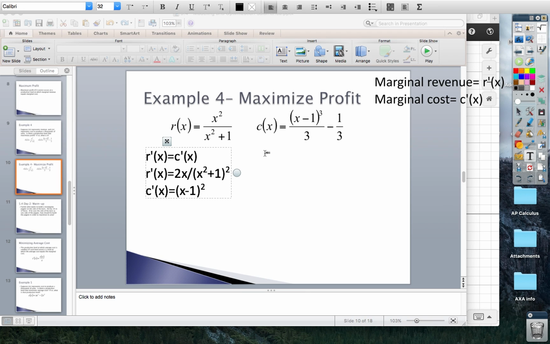And now, because we're trying to find the maximum profit, remember, max profit is when R prime of x is equal to C prime of x. So all we're doing is we're setting those two things equal to one another. So we have the following.